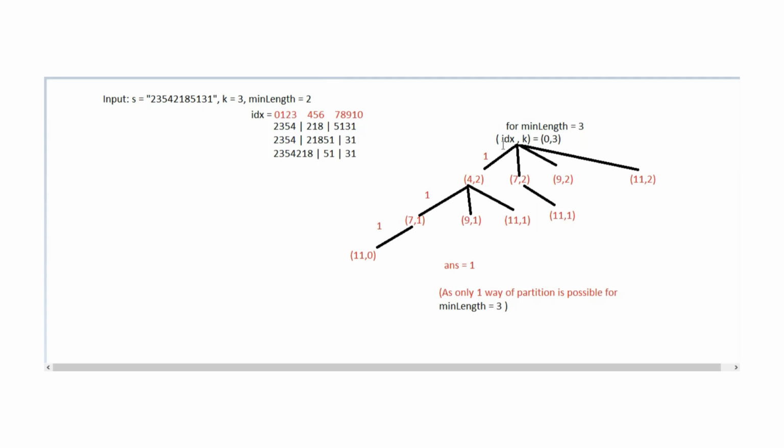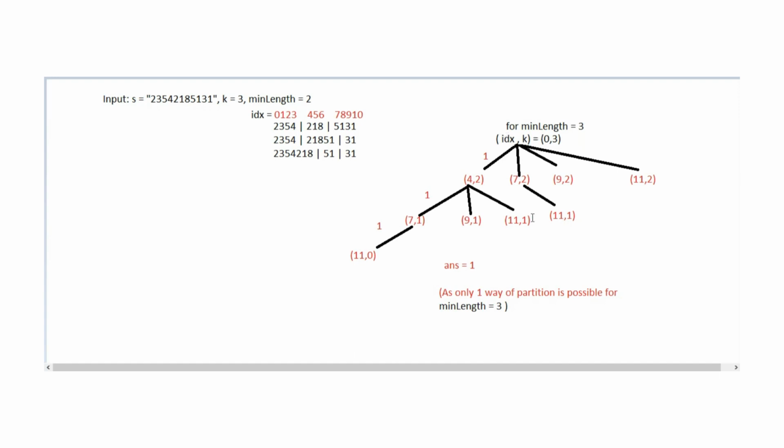Here we can see what we need to do. We need to check whether the string is of at least min length or not. If it is not of that min length, then even if it is following all the conditions, it is not a valid substring. So here we are maintaining the check of the index and the value of k.